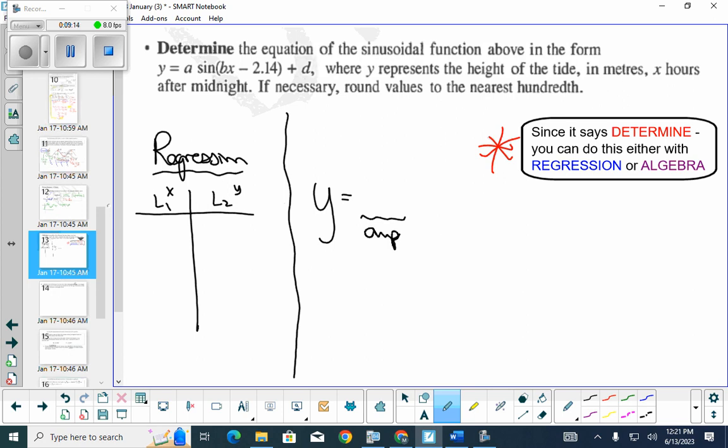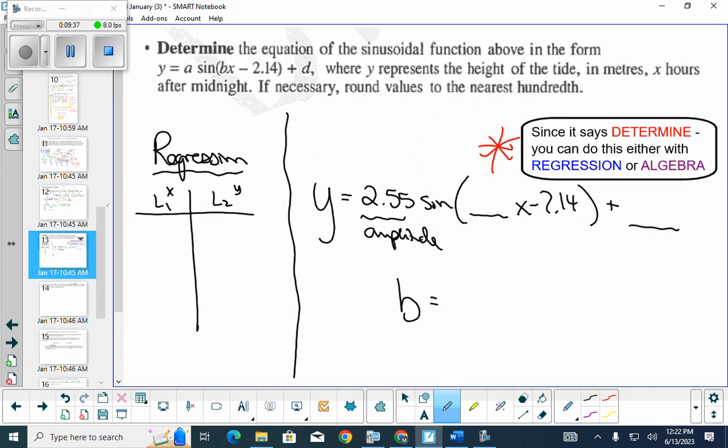The other thing you can do, I'll show you here in a sec. So the first number that we write in is the amplitude. The amplitude that we found in the last question was 2.55. And then it says sine bx minus 2.14 plus d. So the b value is not 12.6, right? Remember, in order to find b, we have to calculate, on your formula sheet, 2 pi over period.